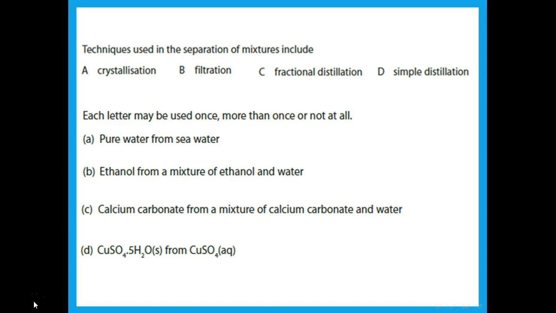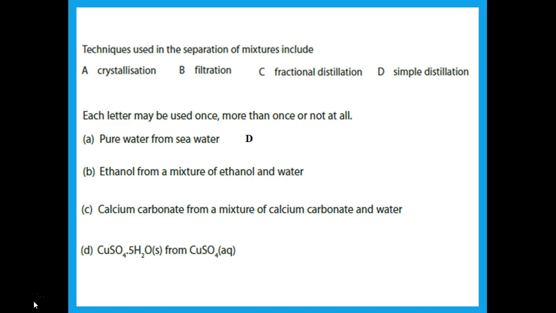So please remember that once you've used one of them, that doesn't mean that it cannot be used again. It could be used again. Okay, the first one, he's asking how to separate pure water from seawater. You should realize that seawater is a mixture of water and salt. So you have a mixture of water and salt, and you want what? You want the salt or you want the water? You want the water, then you should use simple distillation.